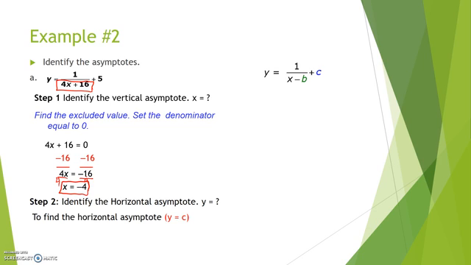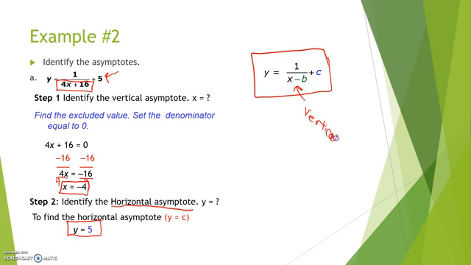That's my vertical asymptote. Now I need to find my horizontal asymptote. So y is going to equal c. Remember, c is out here. It's plus or minus a value. So my c is going to be 5. So my horizontal asymptote is just going to be y equals 5. And that's my answer. Again, here's the form to help you solve. So we solved for our vertical, which is here. Here we have our horizontal.